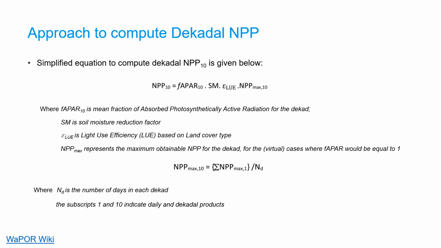Decadal NPP is computed by multiplying decadal FAPAR with soil moisture reduction factor, light use efficiency, which is based on land cover type, and NPP max, which represents the maximum obtainable NPP for the decade. The second equation shows how NPP max over a decade is computed, which is the average of daily NPP max over that particular decade.